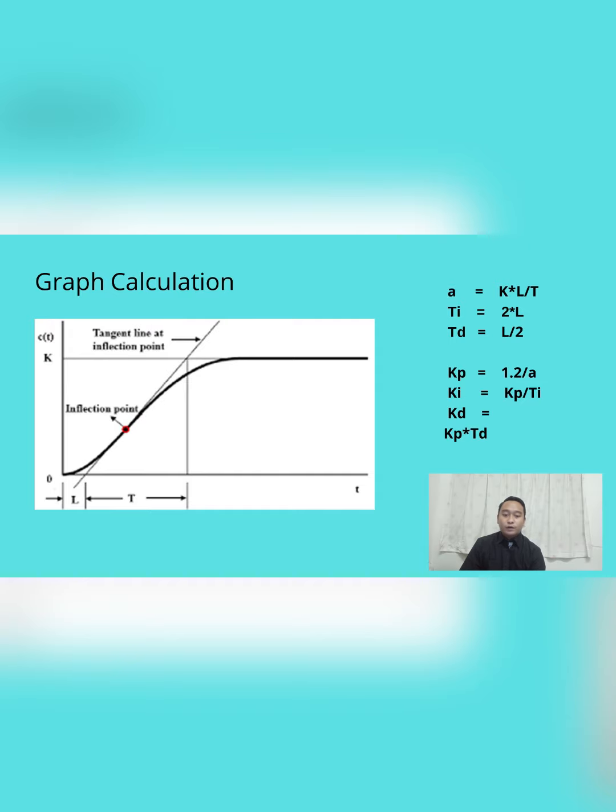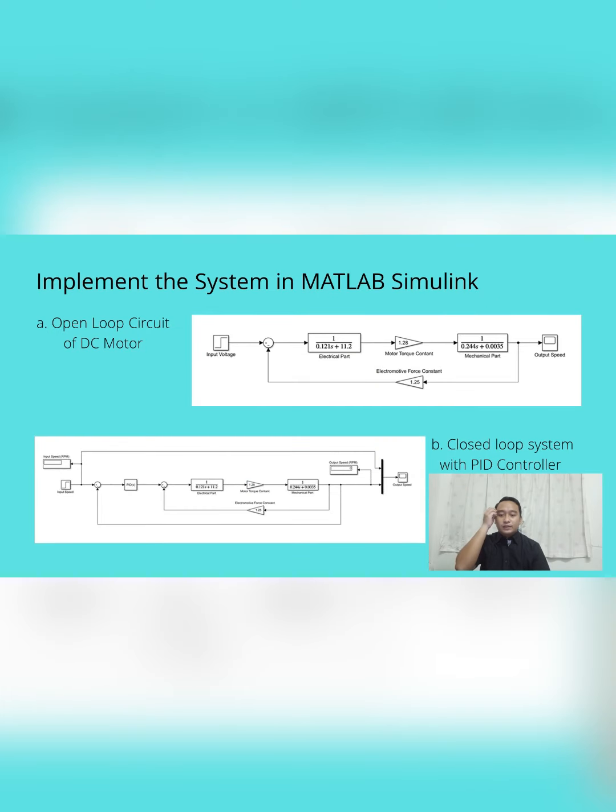Okay, that's it for the graph calculation, and then I will proceed to the implementation of the system in MATLAB Simulink. There are two types of block diagram: the first is the open loop circuit of the DC motor, and the second is a closed loop system with PID controller, as we can see on the slide. Okay, that's all for me. I will pass to my friend Muhammad Afiq to continue our presentation for the discussion and results. Thank you.